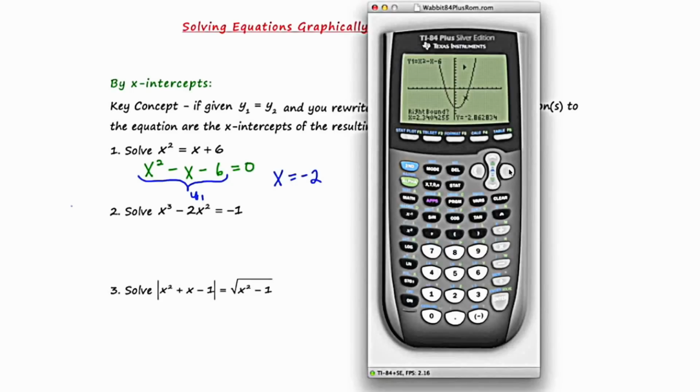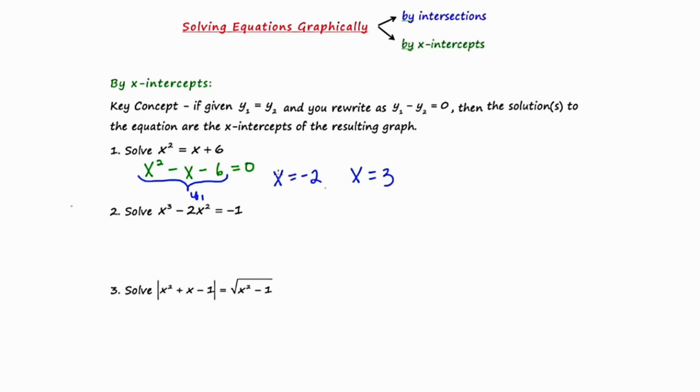Now, right bound means go a little bit to the right. Press enter again. And now guess means put the blinking cursor right on top of where you think the x-intercept is and press enter a final time. And we get our second answer of x equals 3. So there are two answers here, x equals negative 2 and x equals 3.